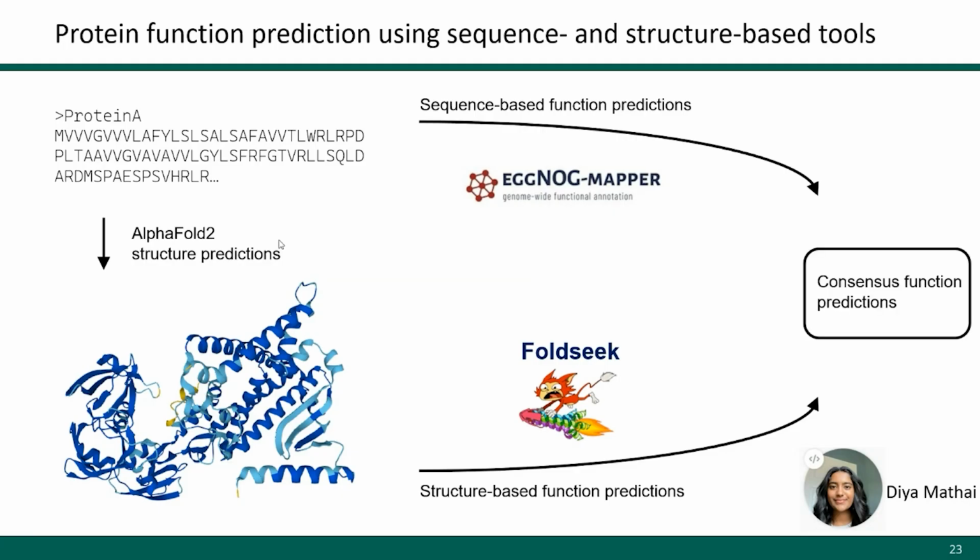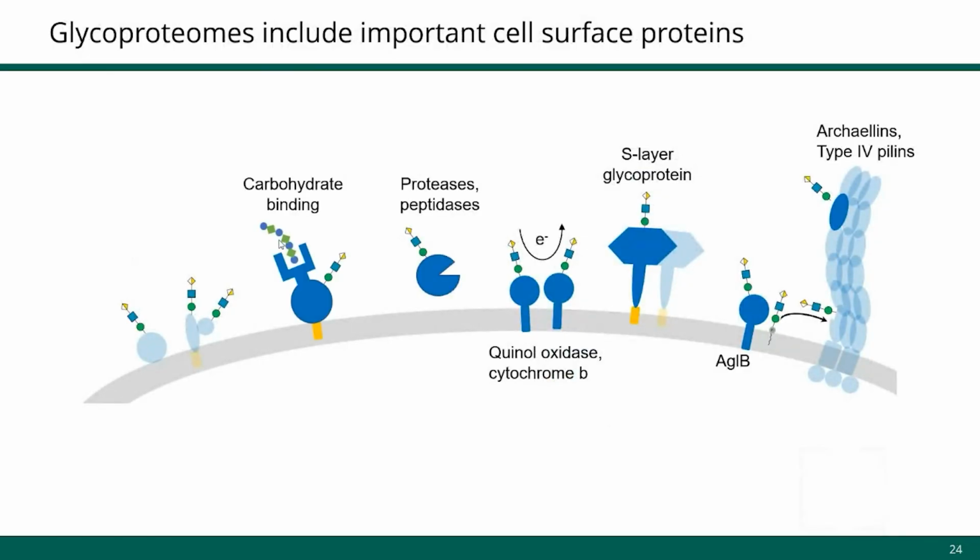So combining those two approaches, the sequence-based and structure-based approach, you can then come up with a consensus of potential protein functions. And with that, for the Archaeal glycoproteomes, we're able to find some proteases, likely proteases or peptidases, as well as some carbohydrate binding proteins. So we get at least a little bit more of an insight for what those protein functions might be, even though there's still a lot of unknowns. Less. Still a lot, but less. So making progress.